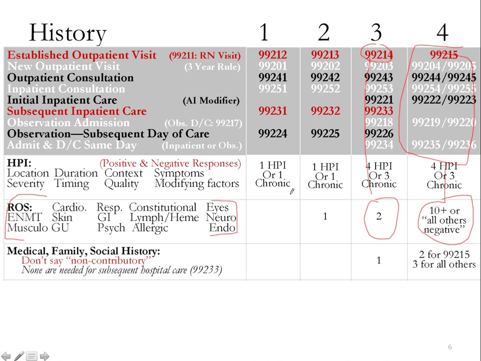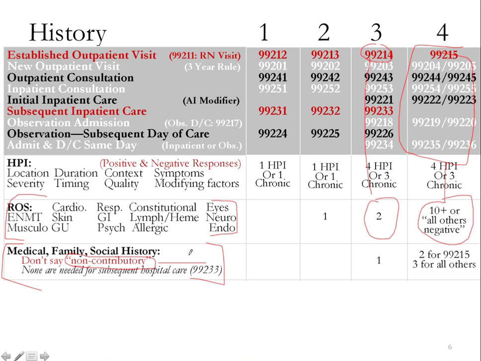The medical, family, and social history is the last of the components of history, and here you can see that it's important to not say that these elements are non-contributory. This basically comes from a couple of different Medicare contractors, and also I believe Medicare has addressed that at a national level, where they say a statement that says, for example, that family history is non-contributory indicates that the physician didn't think it was necessary to ask the patient about family history. Therefore, they don't give you credit for asking about family history.